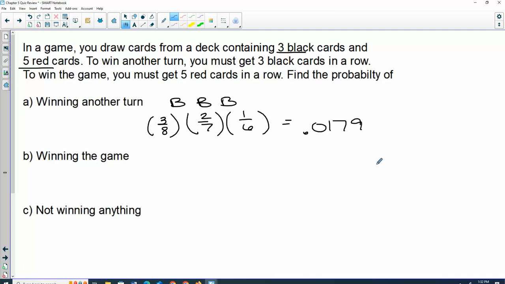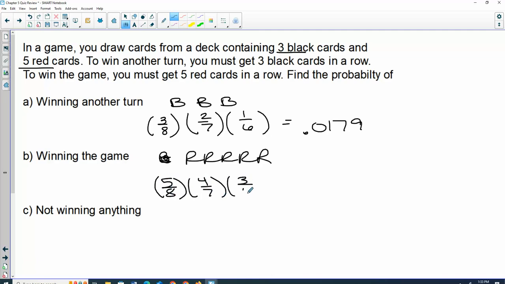Probability of winning the game. How do you win the game? 5. Okay, what's the probability the first one's red? Next one? Next one? Next one? And the last one? Okay. And then we get 0.0179.